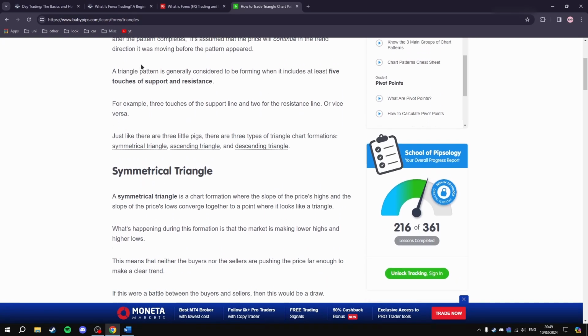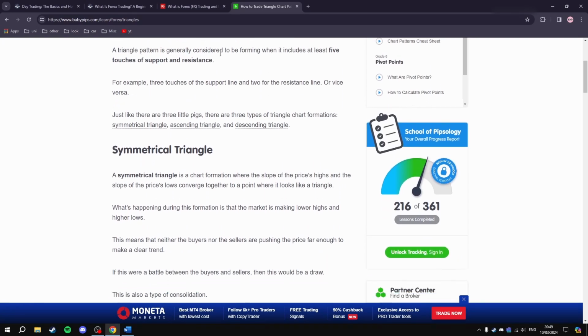A triangle pattern is generally considered to be forming when it includes at least 5 touches of support and resistance. 5 touches.